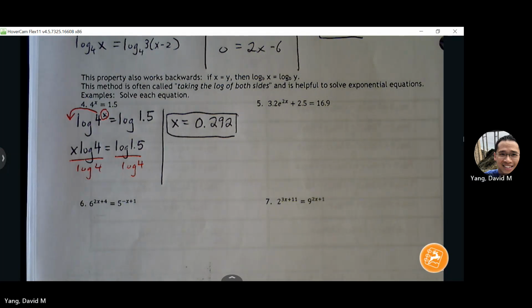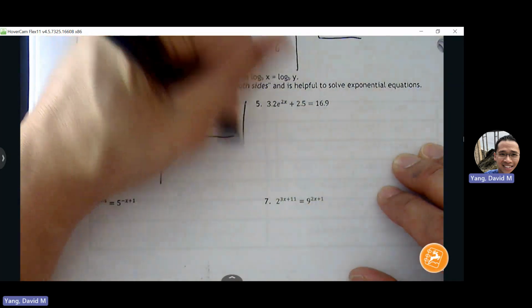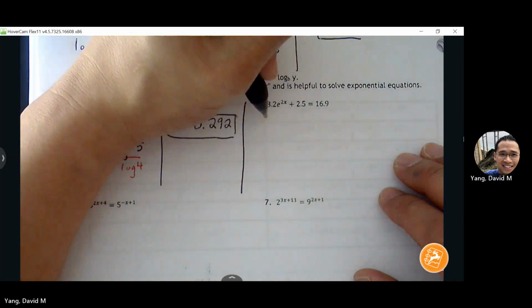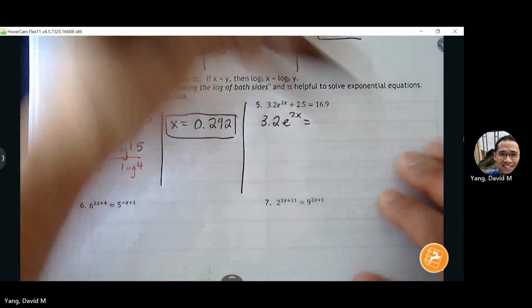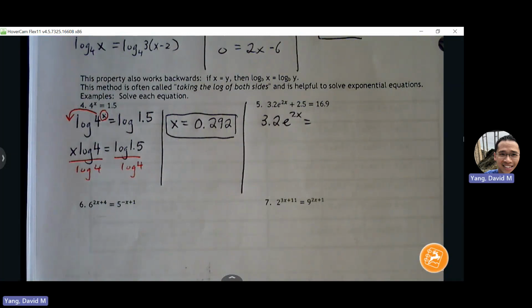There are some like terms that we can combine first, so let's deal with the like terms, clean the equation as far as we can go, and then we can decide if logs can be helpful for our problem. So I can combine some like terms there, 16.9 minus 2.5.